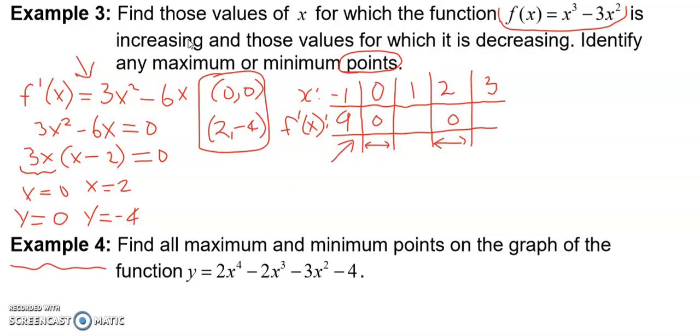Now what does it do at 1? Well, if you plug 1 into your derivative, 3 times 1 squared minus 6 times 1, you're going to get a negative 3. So that means your derivative is negative, your slope is negative, your graph is going to be going downward like that. And now finally you plug in 3 into your derivative. And let me see, you're going to have 27 take away 18. Well, by golly, look, that's another 9. So that's positive, so your function is increasing there.